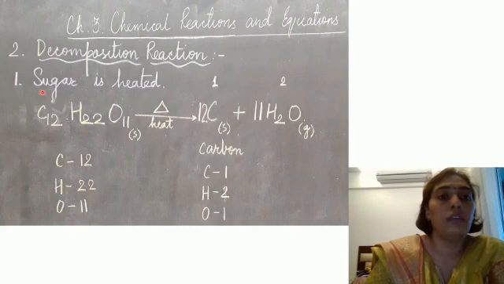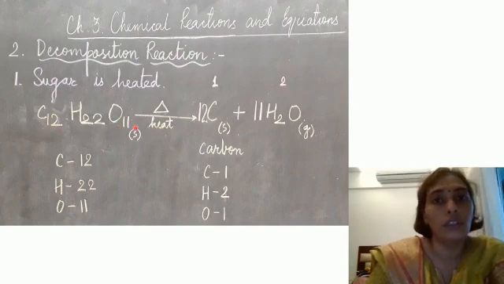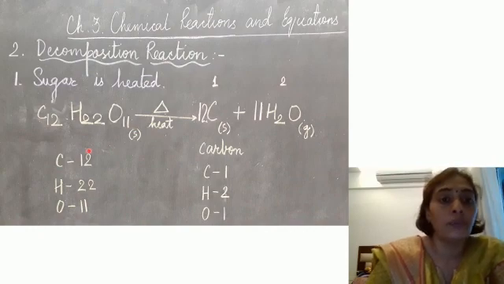The first example that we are taking is sugar is heated. What happens when sugar is heated? So the formula that we have taken here is C12H22O11. This is table sugar or sucrose, the sugar that we eat. So this is C12H22O11, that is sugar, and that is solid. You have to take it in a test tube, and when you heat it, again we have mentioned the condition, that is heat on the arrow.